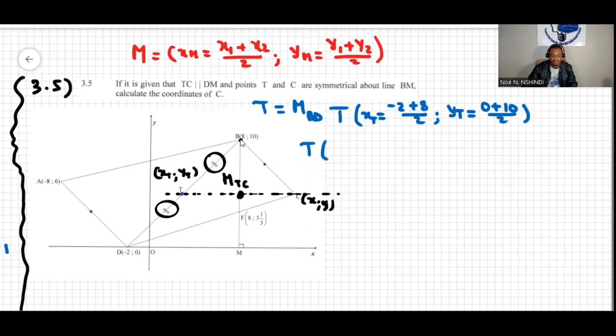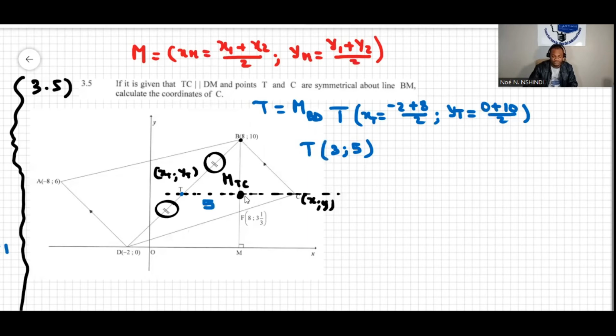So -2 plus 8 is 6, 6 divided by 2 is 3. And 0 plus 10 is 10, over 2 is 5. So T is the point (3, 5). Now that we have the coordinates of T, we can find C. But before we do that, let's first find the midpoint of TC. We already know that the x value is 8, so from 3 to 8 is 5 units.